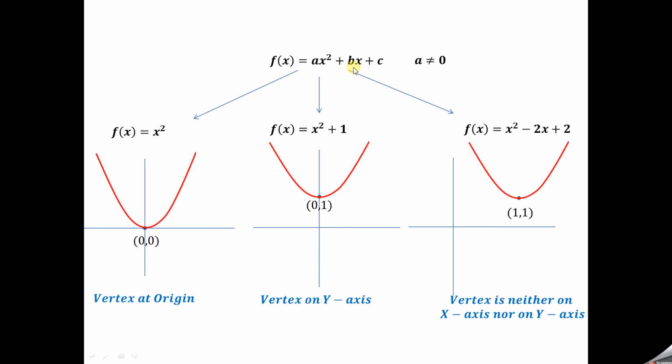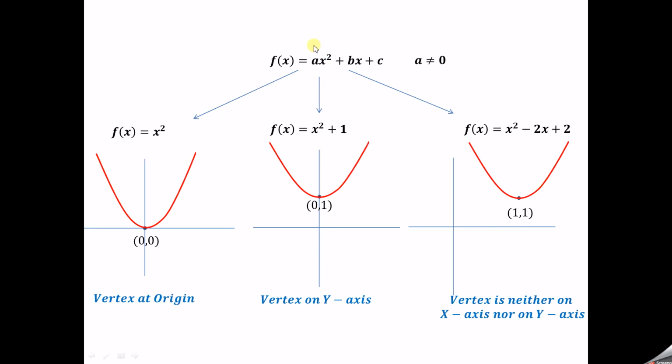A quadratic equation is always a parabola of this type, either upwards or downwards. And a should not be 0. As we have seen before, quadratic means the x square coefficient should not be 0. Not equal to 0 means either it is greater than 0 or less than 0. If it is greater than 0, the parabola will be upwards. If it is less than 0, downwards. So let us take the case when a is positive, that means upwards.